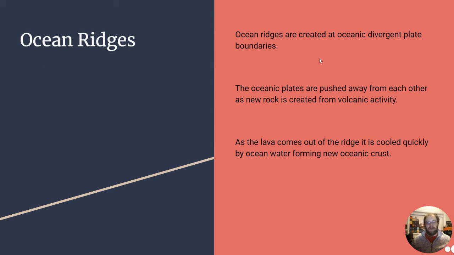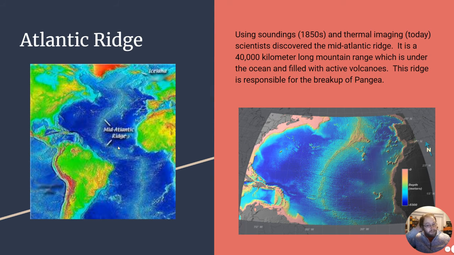Ocean ridges are created by divergent plate boundaries. The rock gets pushed away, and we kind of explained what that means already. And here's where the Mid-Atlantic Ridge is. As you can see, there's an increase in the topography, and that's that ridge. And here's another map of it here.